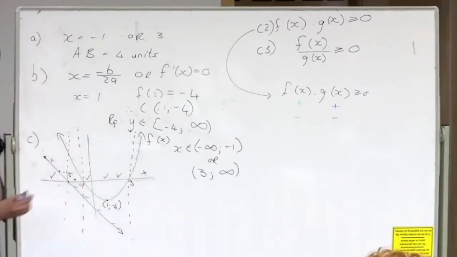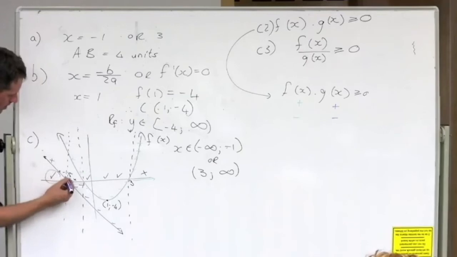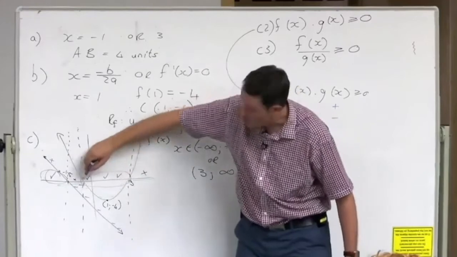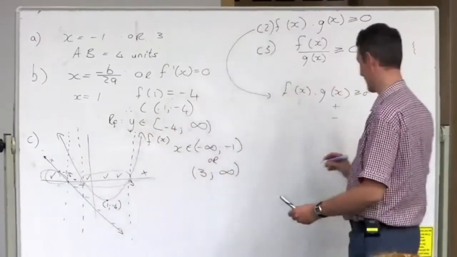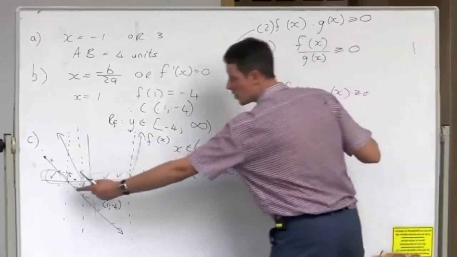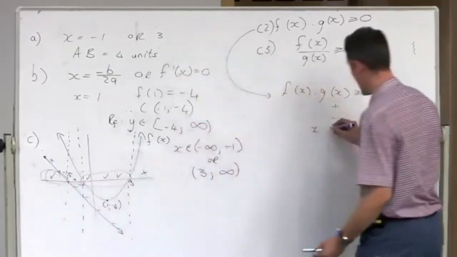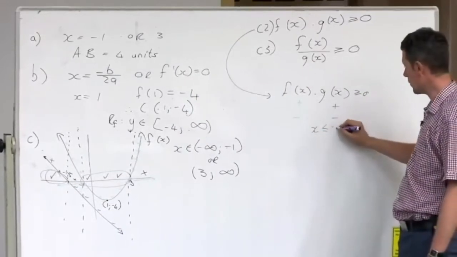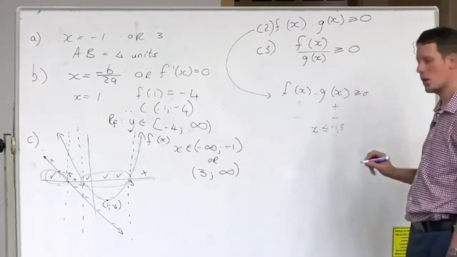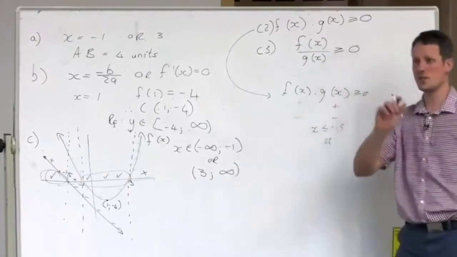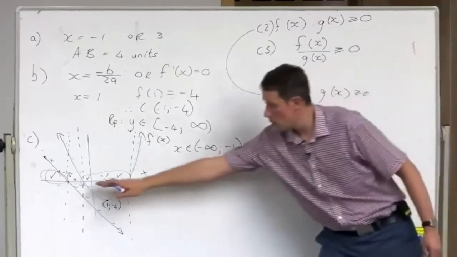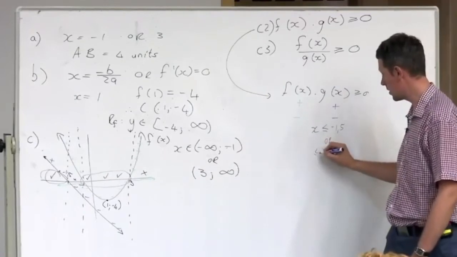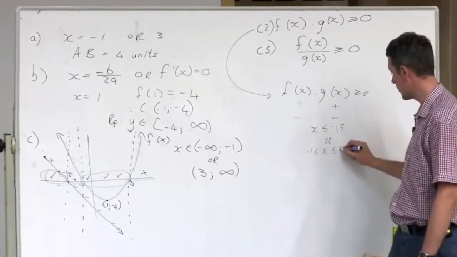So, there's my two answers. That interval there, as well as that interval there. And that's all you've got to write down. So for x, this interval is smaller or equal to negative 1, or, I'm going to write it in interval notation now for you, or between negative 1 and 3. For x between negative 1 and 3.